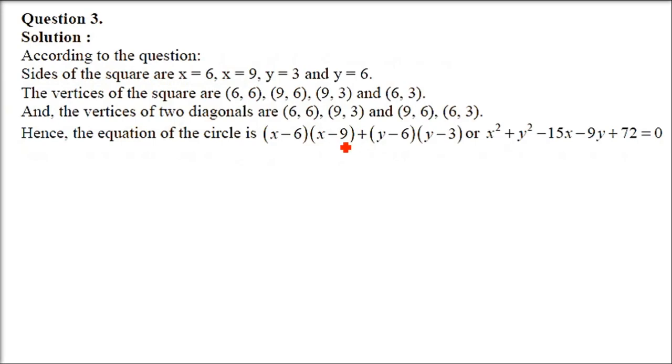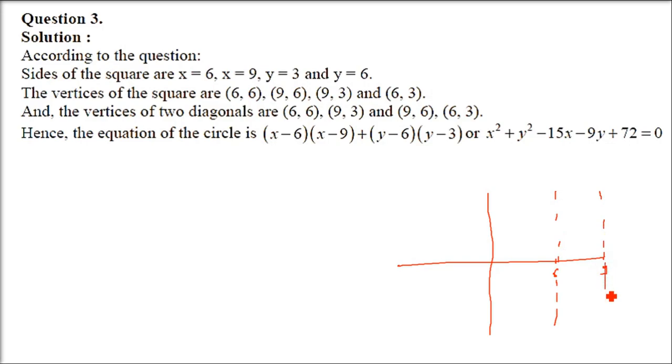This is question number 3. The sides of a square are x equals 6, x equals 9, y equals 3 and y equals 6. Find the equation of the circle drawn on the diagonal of the square as its diameter. So if we can make these lines, we will directly know what are the endpoints, or the vertices of the rectangle. So x equals 6, take it here. x equals 9, take it here.